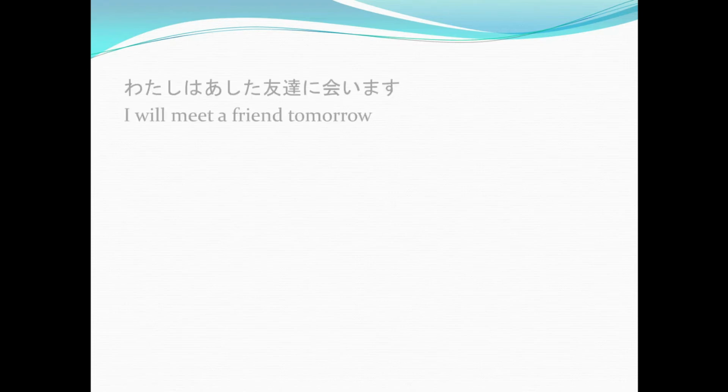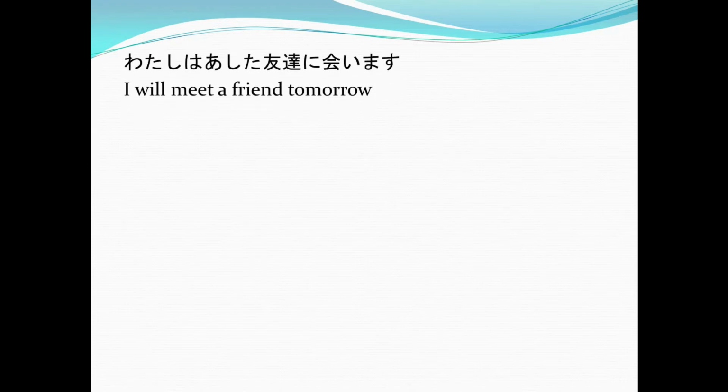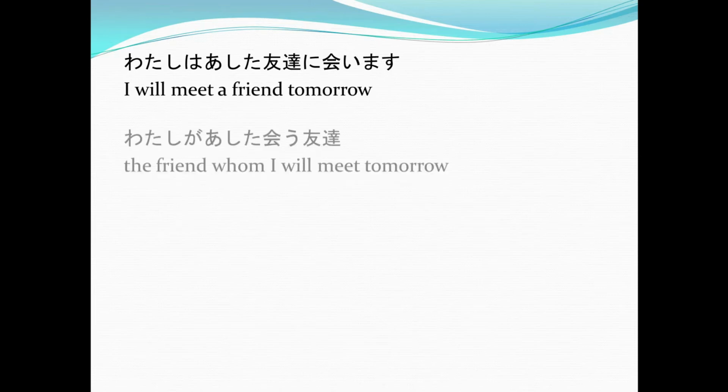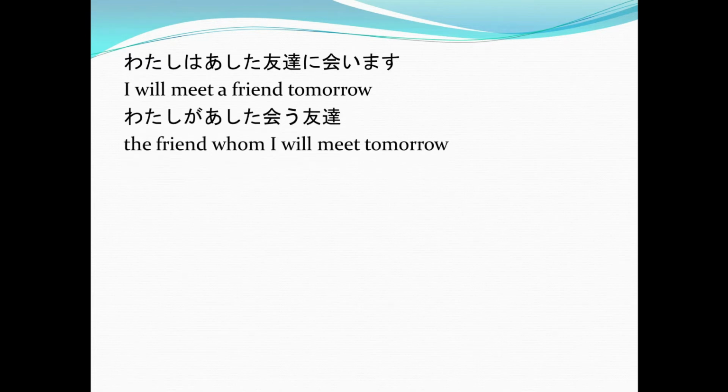Here's another example. When we want to say I will meet a friend tomorrow, in our previous lessons in constructing sentences, it's watashi wa ashita tomodachi ni aimasu. Again, watashi wa ashita tomodachi ni aimasu. Right? But when we want to change it into a noun modifier, to be exact, we say watashi ga ashita au tomodachi. Again, watashi ga ashita au tomodachi, or the friend whom I will meet tomorrow.